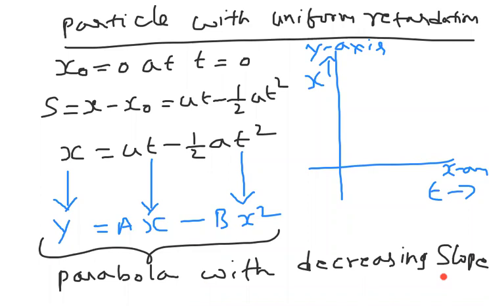Already in my last class, I explained how to handle a parabola with decreasing slope. So this is the shape we get for decreasing slope. Parabola with decreasing slope means this is the graph.